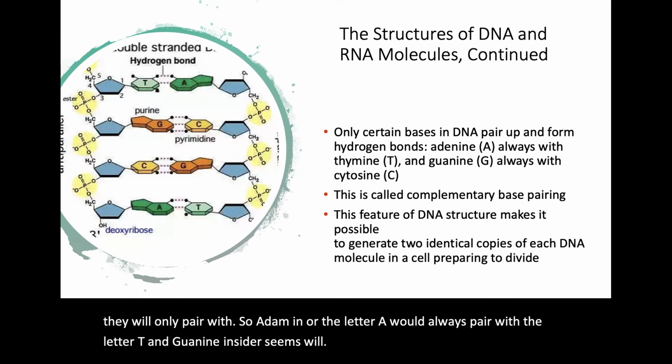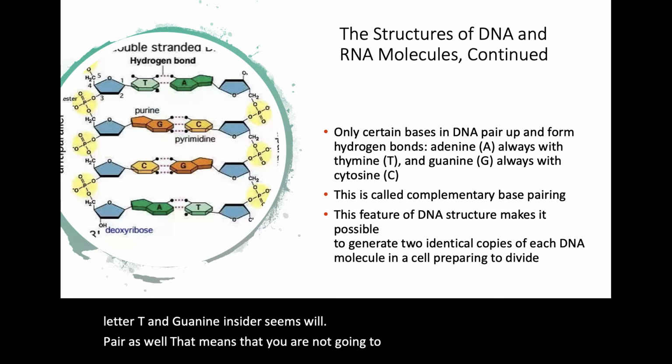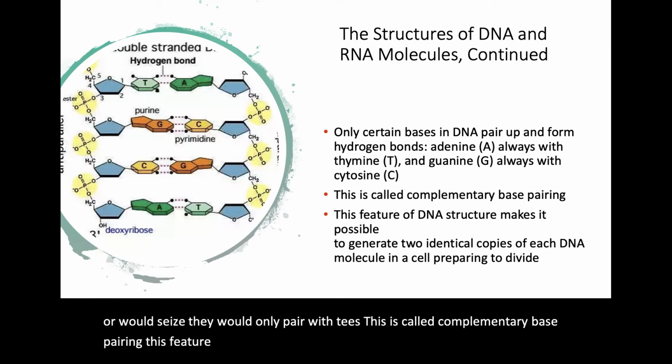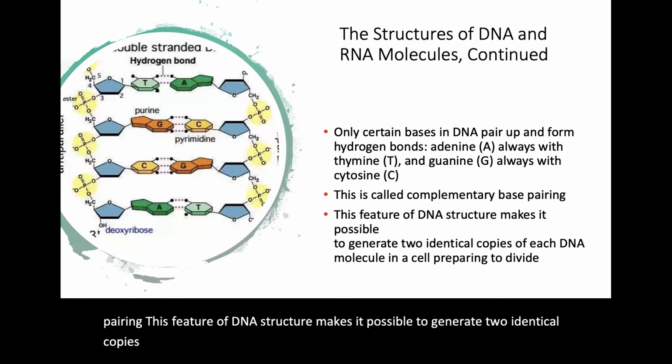That means that you are not going to find A's pairing with A's or with G's or with C's. They would only pair with T's. This is called complementary base pairing. This feature of DNA structure makes it possible to generate two identical copies of each DNA molecule in a cell that it is preparing to divide.